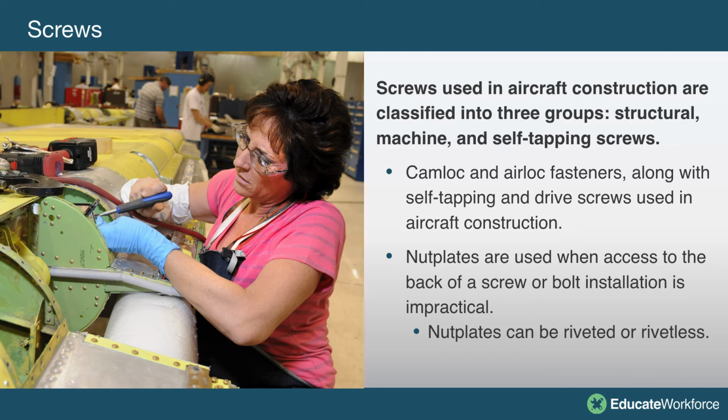Screws used in aircraft construction are classified into one of three groups: structural, machine, and self-tapping. Cam locks and airlock fasteners, along with self-tapping and drive screws, can be used in aircraft construction. Nut plates are used when access to the back of the screw or the bolt is not practical. Nut plates can be riveted in place, or they could be rivetless. They could be squeezed in.